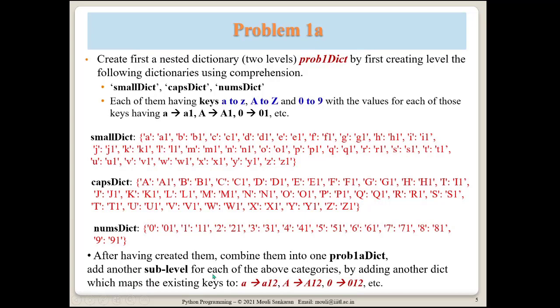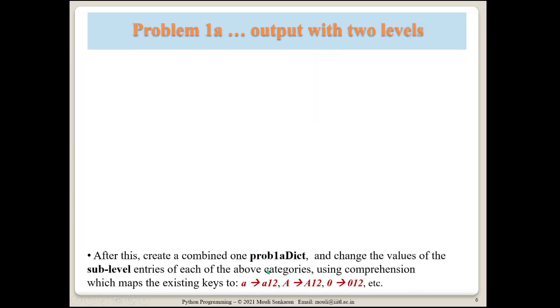Add another sublevel for each of the above categories. That means when you say a, it will give you a1 2. You need to add another, I will show you the output shortly. You need to add another dictionary, a subcategory to this, to get a mapping a1 2, that is the second level.